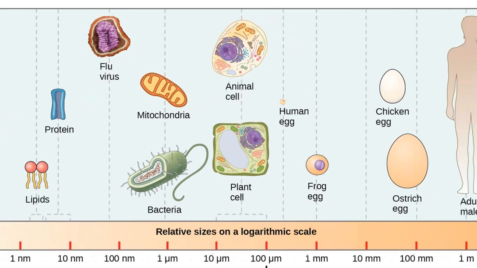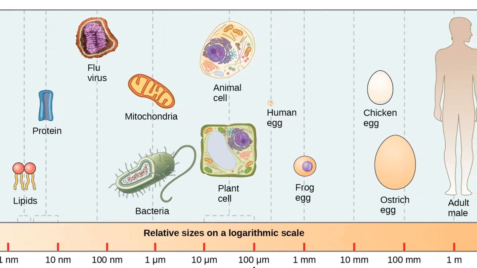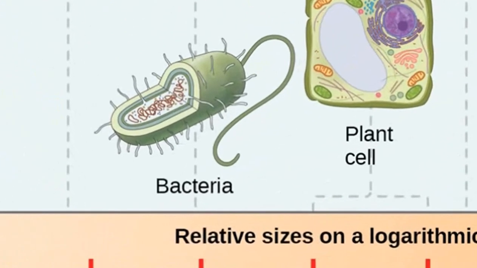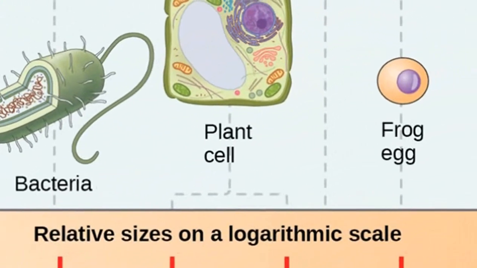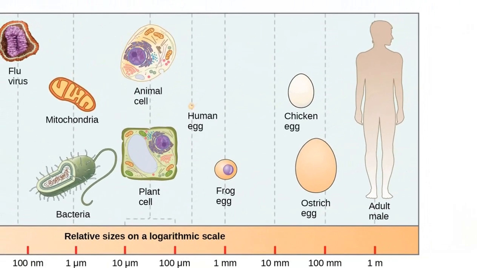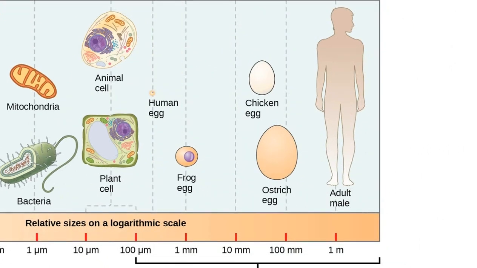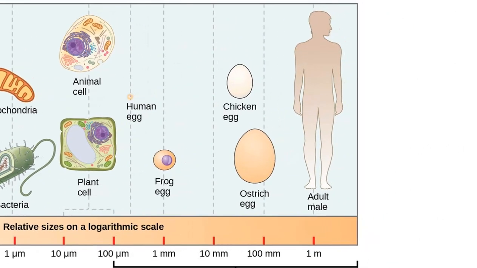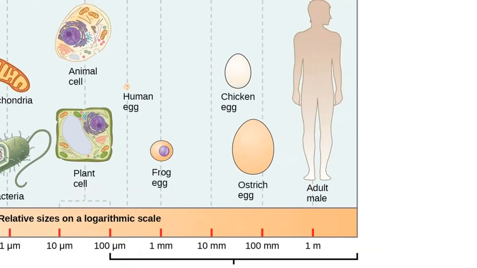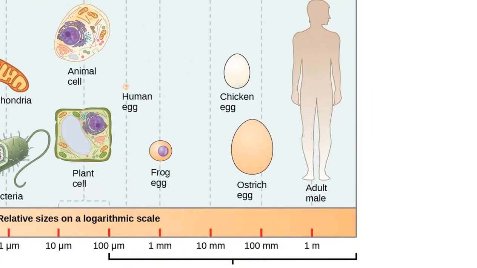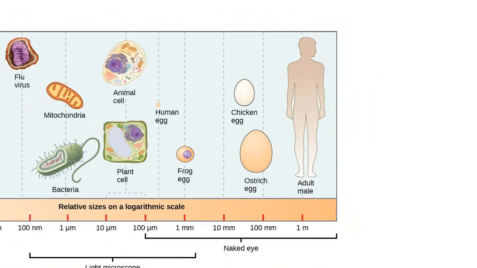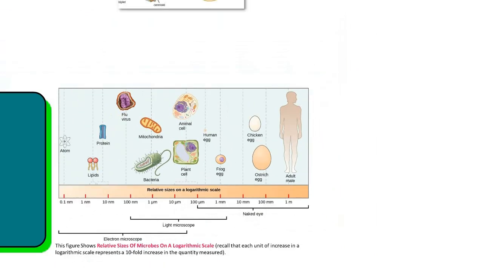And here we can see bacteria, with a size of 1 micrometer to 7 micrometers on this scale. Next, close to 10 micrometers, we can see the plant cell as well as the animal cells, and the human egg cell close to 100 micrometers, and the frog egg is near 1 millimeter. Next, this is the chicken egg and ostrich egg, which is closer to 100 millimeters. And this is a typical human cell. That means we compare the sizes of the particular cells, but actually humans are multicellular organisms.